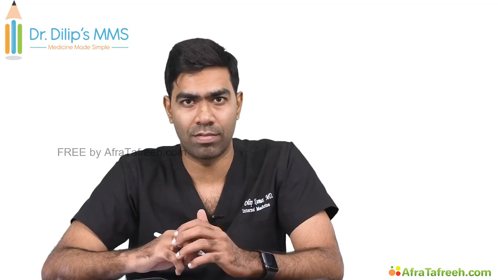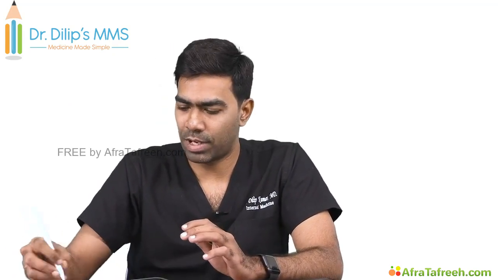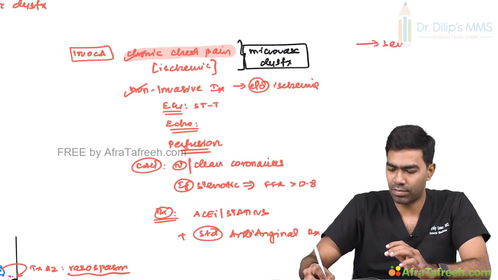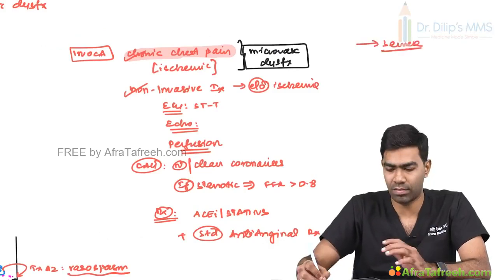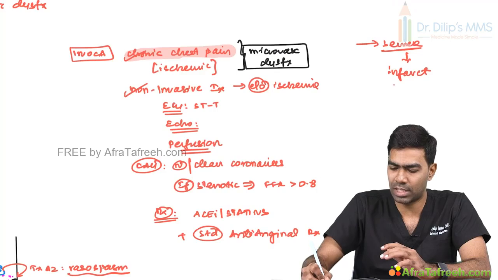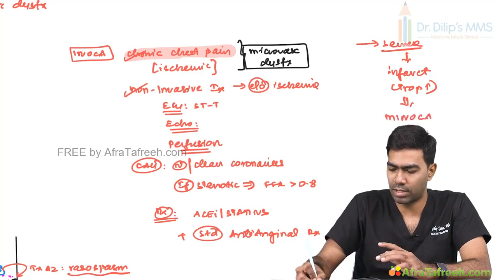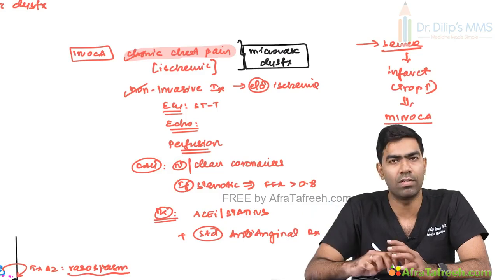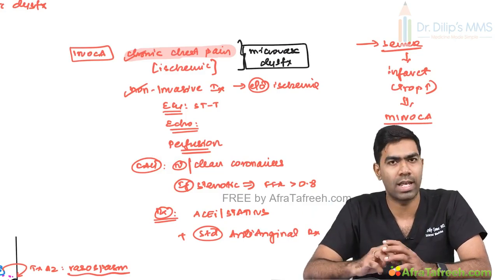If it's severe enough, and if they develop an infarct, which means ischemic troponin elevation, which is what we refer to as a myocardial infarction, in this setting we will be calling it MINOCA, that is myocardial infarction with no obstructive coronary artery disease. That's all, as simple as that.